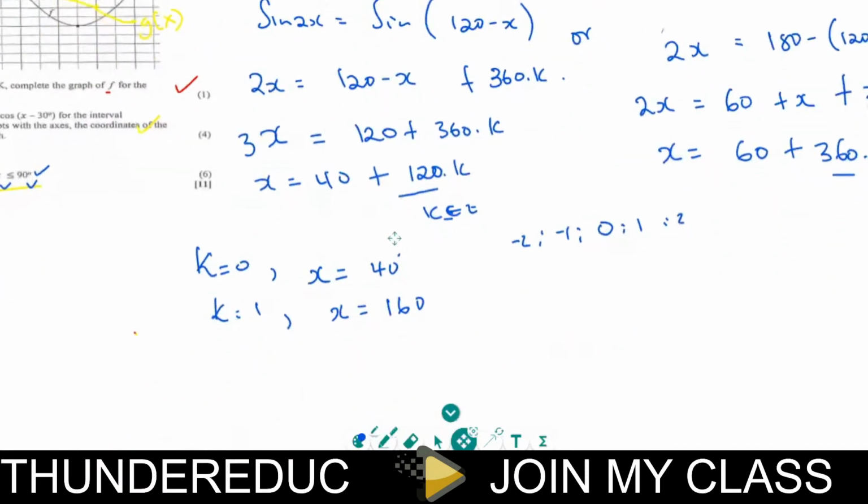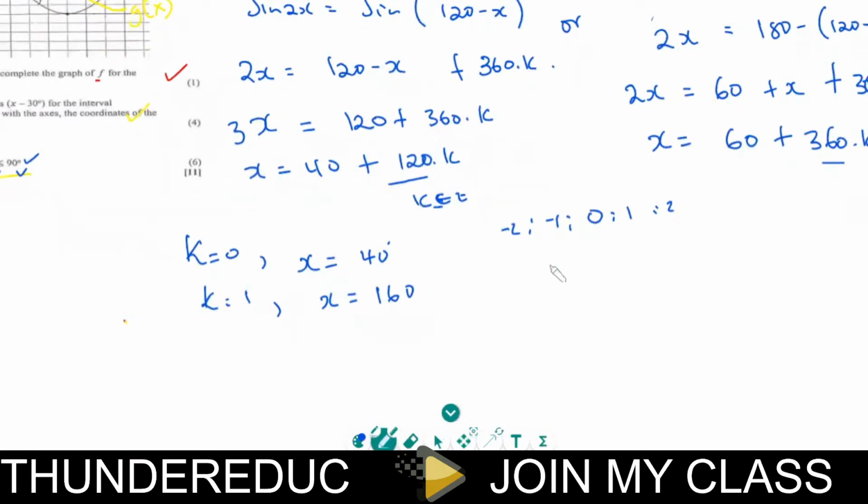Okay, then how about with the negatives? If I replace k with a -1, we have 40 plus 120 times -1, that will give us -80. K is -1, x is going to be -80. Replacing k with -2 is going to give us -200, something like that, which is still out of range.